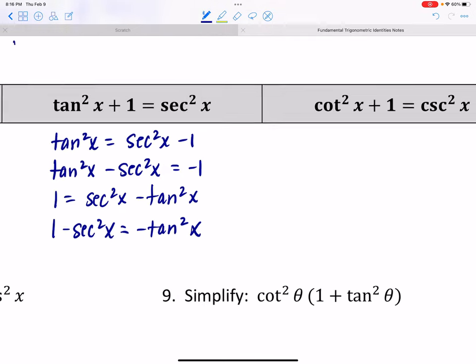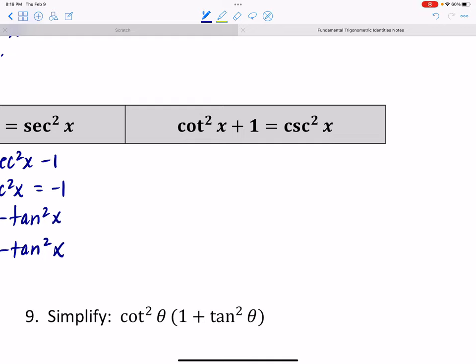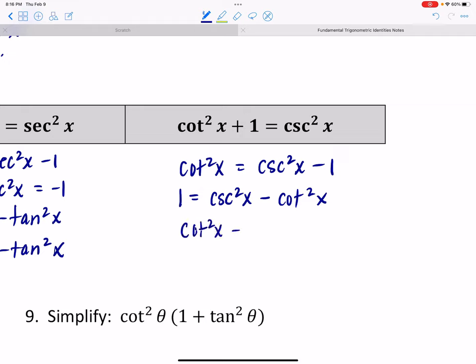I'm going to go one more round of manipulations here. So this is the third of our Pythagorean identities. Cotangent squared x plus 1 is equal to cosecant squared. Or cotangent squared is equal to cosecant squared minus 1. Or 1 is equal to cosecant squared minus cotangent squared. Or cotangent squared minus cosecant squared is equal to negative 1. Or what else? 1 minus cosecant squared is equal to negative cotangent squared.